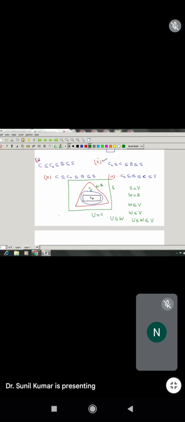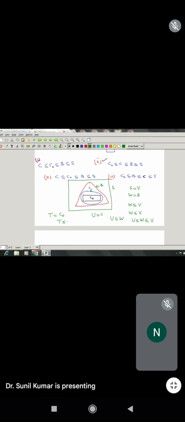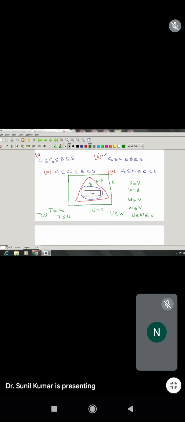So can we use the same concept for C naught? If I take T, the set of all convergent sequences that converge to 0, can I say that T is a subspace of U? Because T is a subset of U. Under the same operation, addition and multiplication, we can say T is a subspace of U. Is it clear? Yes, sir. Now we come to the definition of subspace.